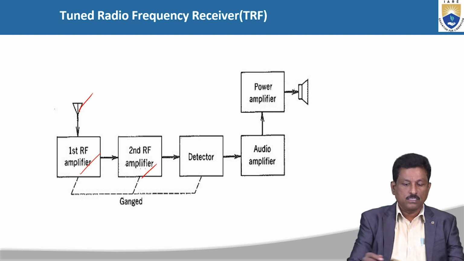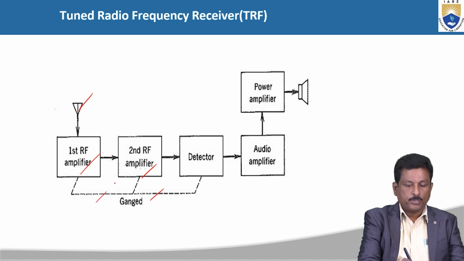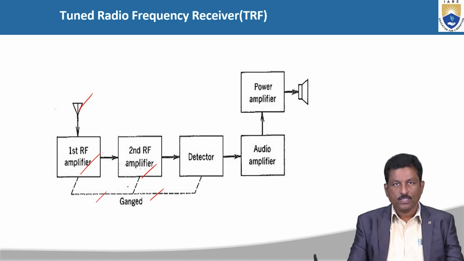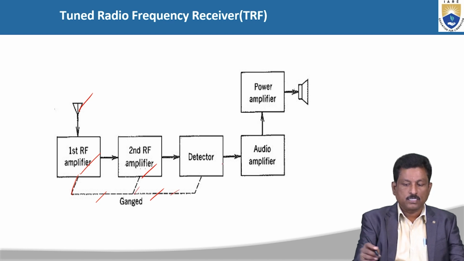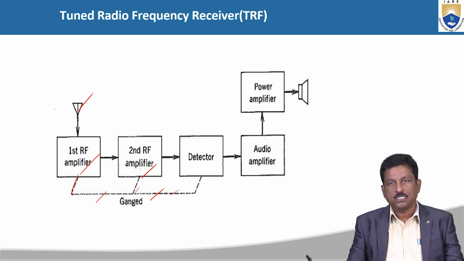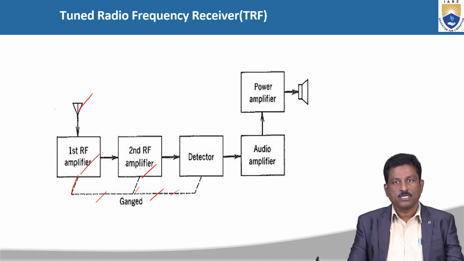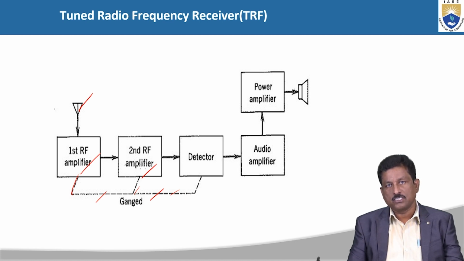Then here we can see the ganged capacitors. What is the purpose of the ganged capacitors? All the ganged capacitors are connected to the first stage, the second stage and the detector. With the support of these ganged capacitors, we can tune to the desired value. That is the main function of the tuned radio frequency receivers, TRF receivers.